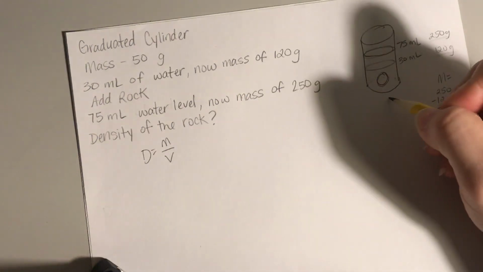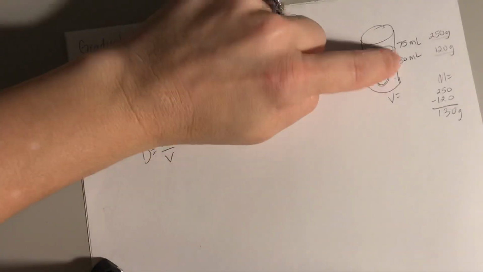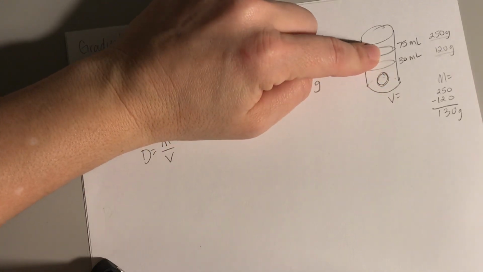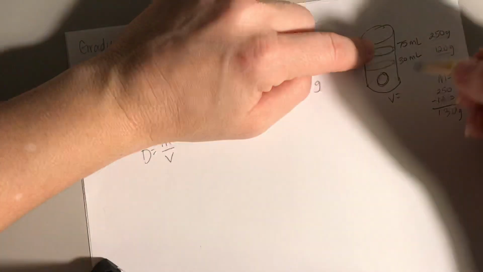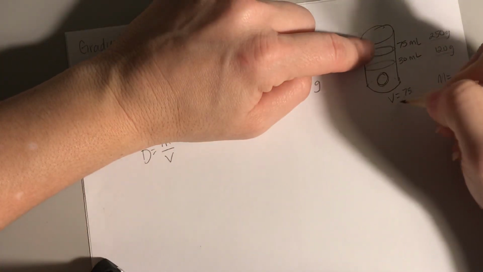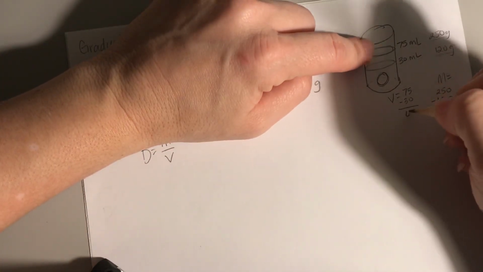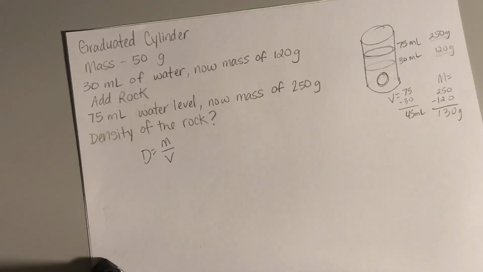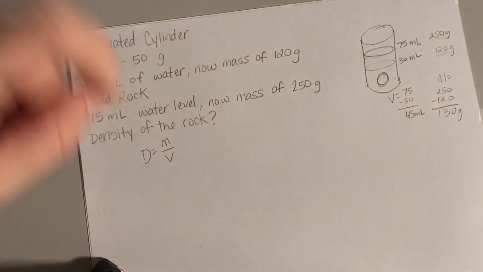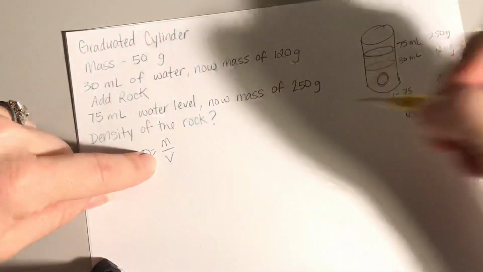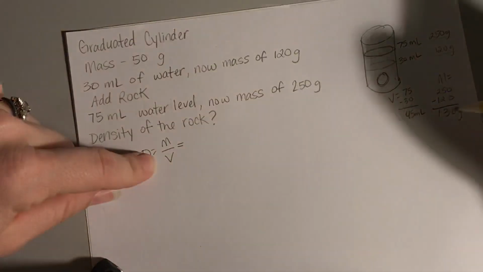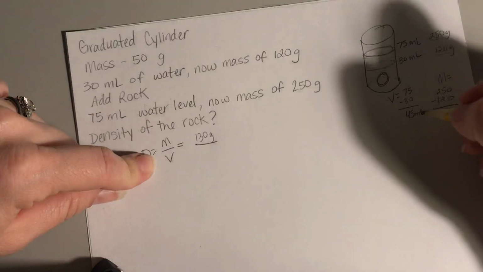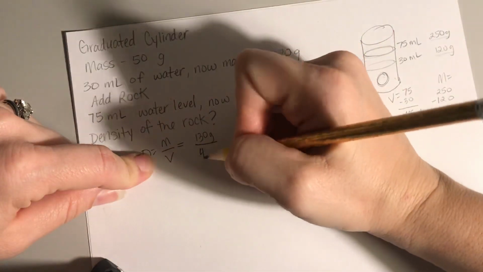All right, and same concept to find the volume. It was at 30 milliliters, but then we added the rock and it increased to 75 milliliters. So the rock added 75 minus 30, 45 milliliters. So now we know the volume and we know the mass. So we can just plug it in over here. The mass is 130 grams. And the volume is 45 milliliters.